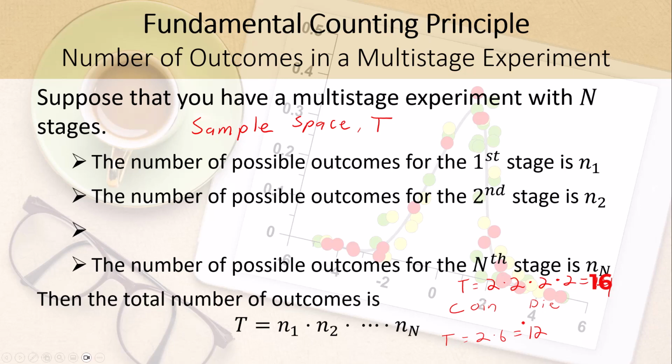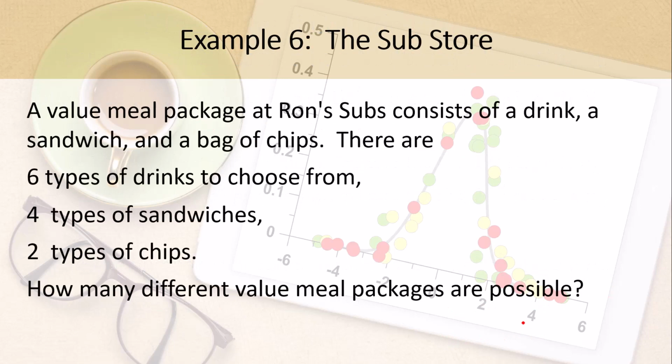And let's go ahead and bring this home with one example, similar to what you will see in your homework. A value meal package at Ron's Subs consists of a drink, a sandwich, and a bag of chips. There are 6 types of drinks to choose from, 4 types of sandwiches to choose from, and 2 types of chips. How many different value meal packages are possible? And actually what they're asking is, what is the size of the sample space?